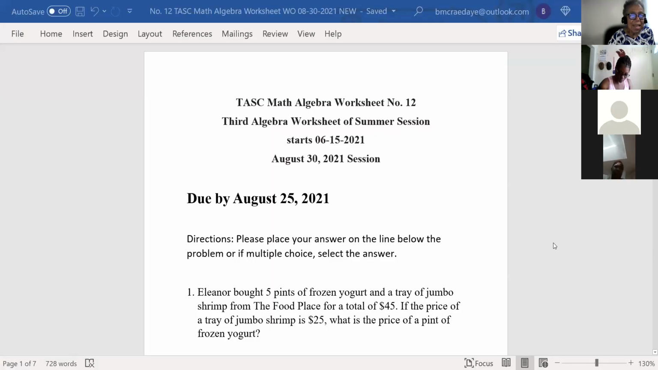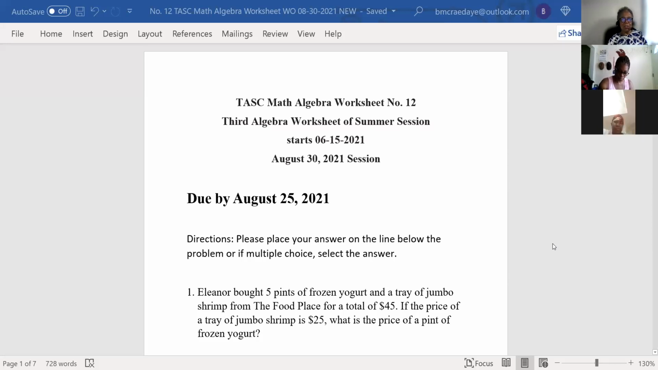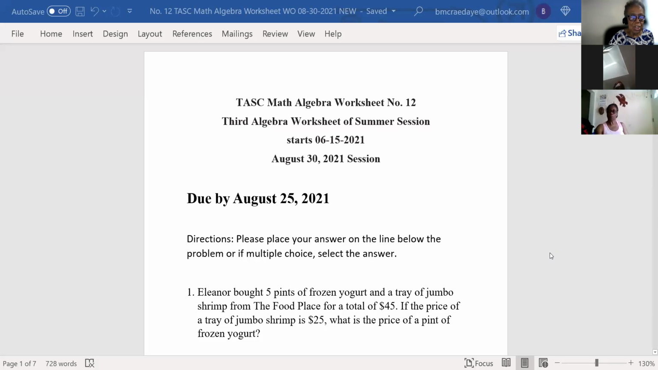Okay. Let me share my screen. Bring up the worksheet. Can everybody see that? Worksheet number 12. Michelle, do you see it? No, I don't. Hold on. Do you see worksheet number 12 on the screen? Vanessa, do you see it? Yes, Miss Barbara. Michelle, you don't see it? TASC Math Algebra worksheet number 12. Yes. You see it? Okay, Maureen, you see it, right?